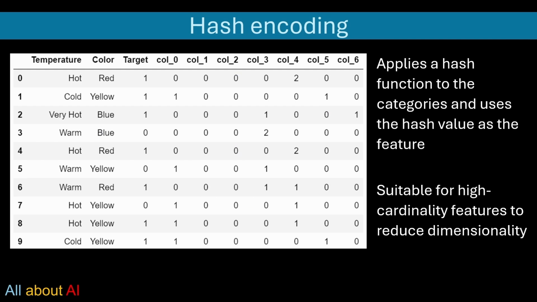Next is hash encoding. In hash encoding, we apply a hash function to categories and use the hash values as the features. Suitable for high cardinality features to reduce the dimensionality. You can even restrict the number of columns that we want to set. You can use hash encoding when the cardinality is very high.